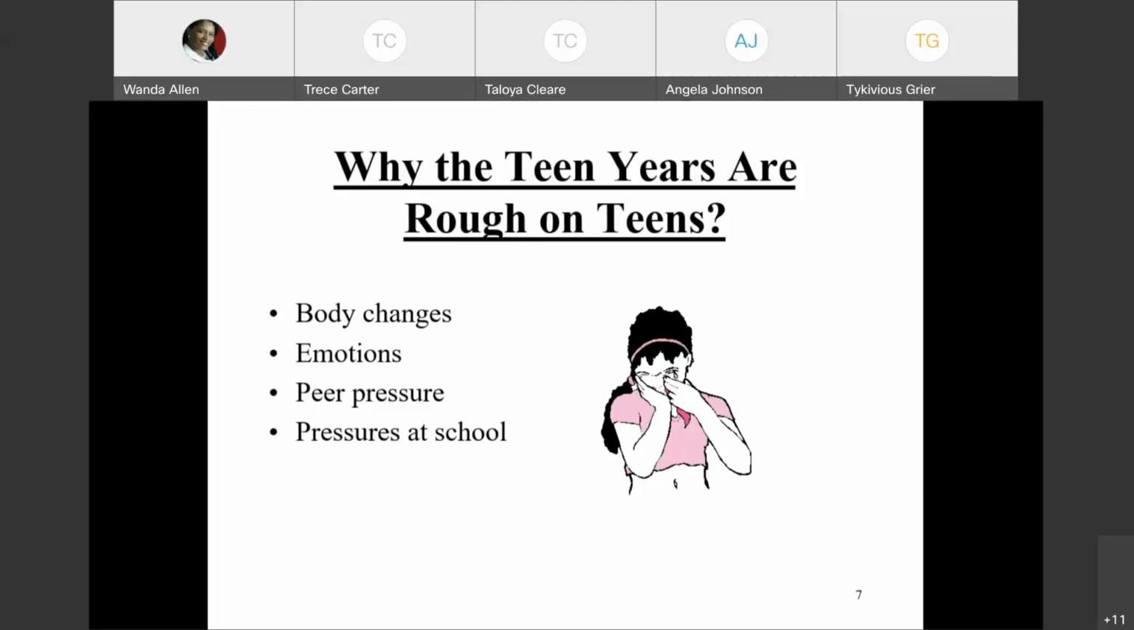Okay, so here, this is part of the lesson moving forward, and it basically starts out: why are the teen years rough on teens? And this is PowerPoint 7. It actually gives you the reason, as far as body changes, emotions, peer pressure, pressures at school. And you can also reference the book to be a little more detailed about the body changes, the emotions, the peer pressure, and the pressures at school.